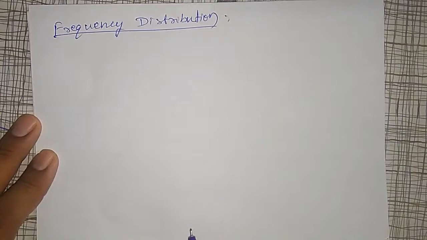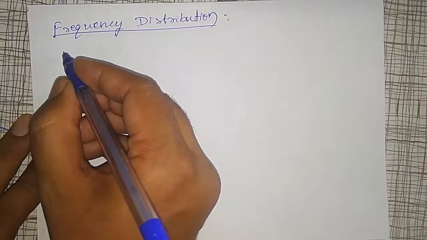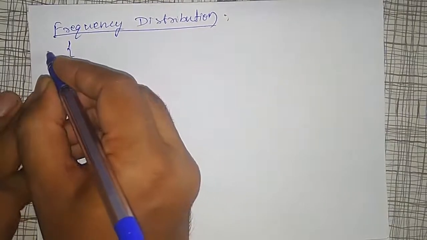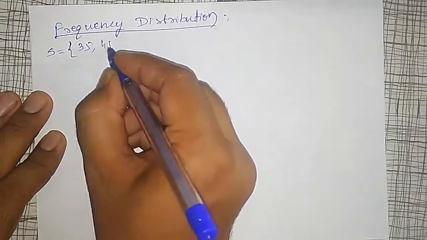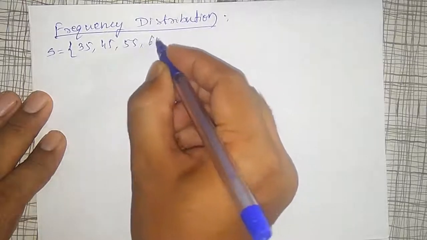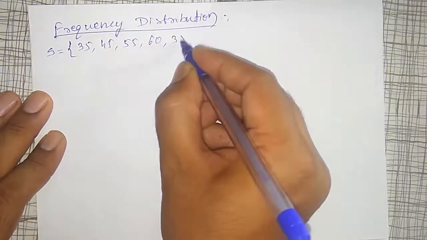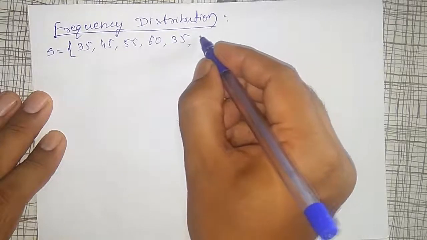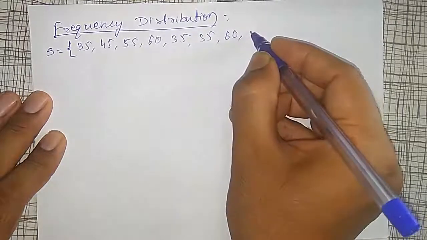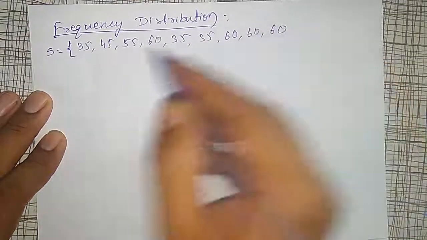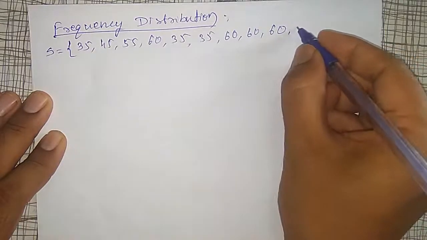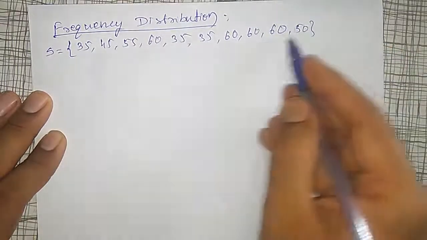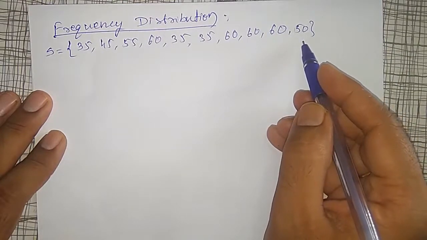First I will give you the idea of a frequency distribution. Say for example, in a class 10 students are there and their marks are given like this: 35, 45, 55, 60, and then 35 again, 35, 60, 60, 60, and one more student I will take as 50. 10 students are there, and their marks have been given here.